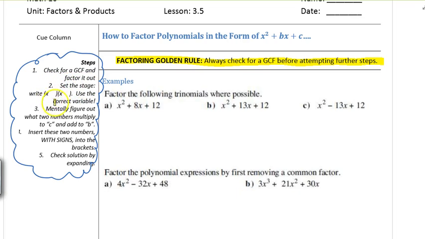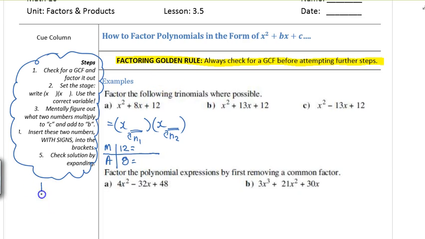Set the stage. Get out your brackets, get out your variables. So I know that this trinomial is going to fall into that general pattern. That's the stage. I just need to now fill in what my two numbers are, my n1 and my n2. What are those two numbers? Now, to keep yourself organized, you can do this in your head or you can make a little chart. So what multiplies to 12 and adds to 8? We need to find two numbers that do that.